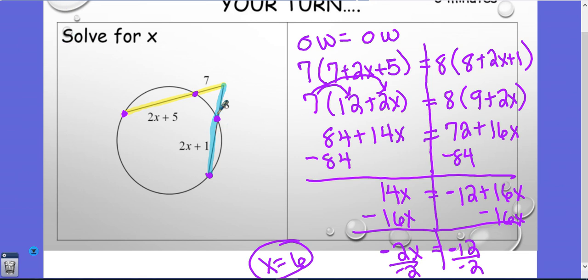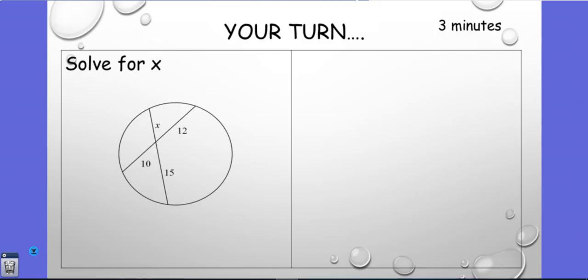And guys, make sure you're careful to read the question. This only said solve for x. Sometimes they might ask you to actually find the length of the secant. You just have to read and go forward.